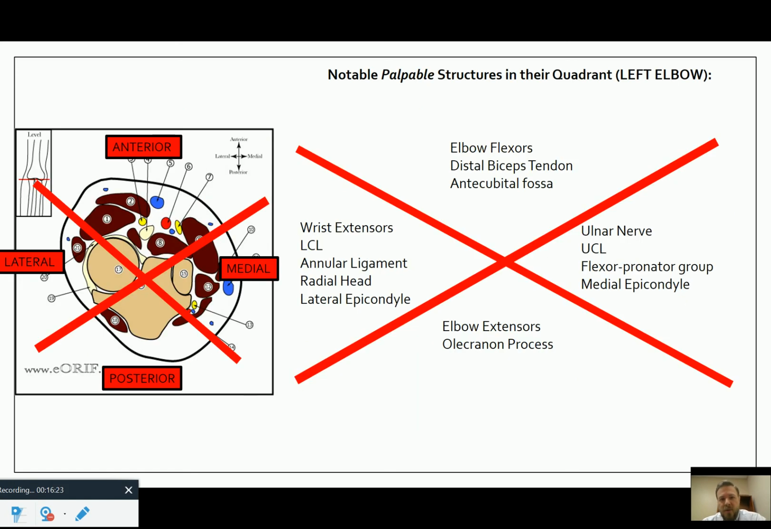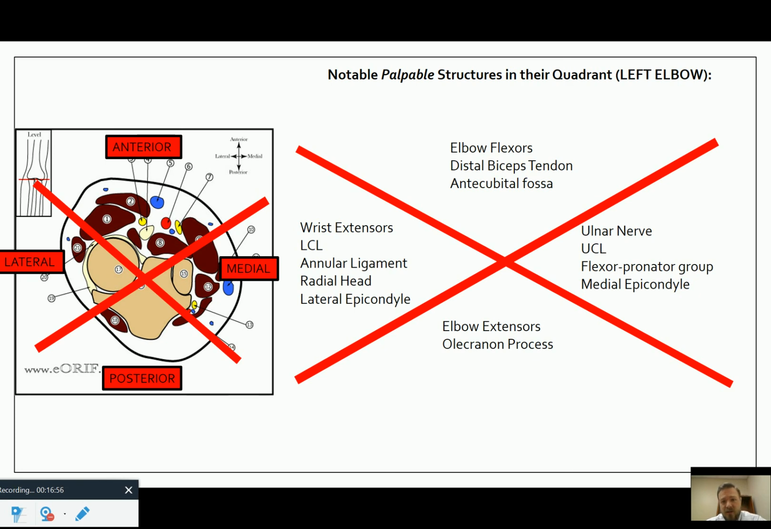So notable palpable structures in their quadrant. This is a great slide. It may be on your test or may not be. So again, we're looking at this quadrant of the elbow, this cross-sectional area, and I wanted you to pause it earlier to try to come up with as many as you could, and now we'll compare it to what you had earlier to what I've listed here. These are, of course, those high target, high money structures that we're looking for that are commonly injured.